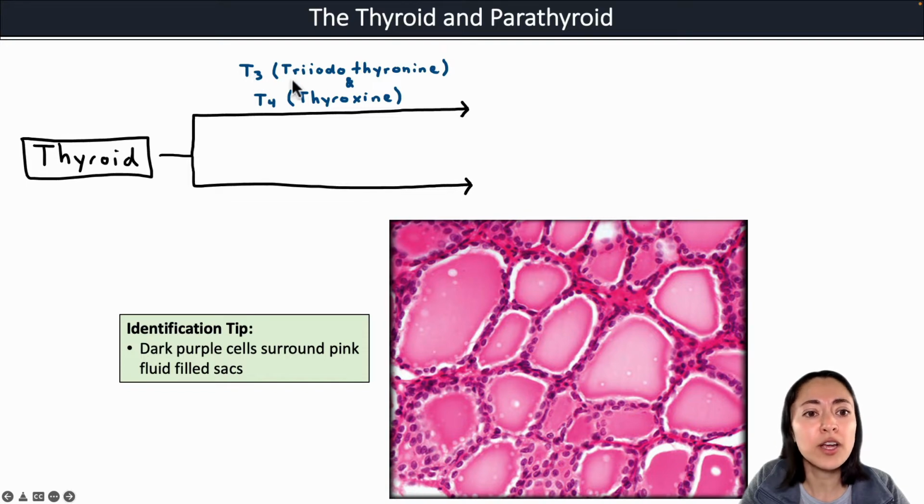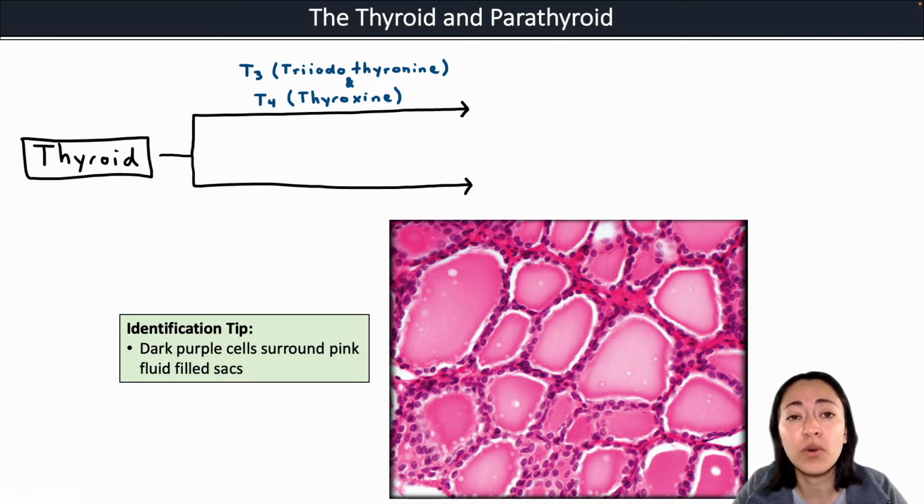T3 stands for triiodothyronine, and T4 stands for thyroxine. The numbers 3 and 4 are indicating the number of iodine atoms that are found in each one of these hormones. So iodine is extremely important in the production of thyroid hormones. If you have an iodine deficiency, then that can affect your body's ability to make these thyroid hormones.